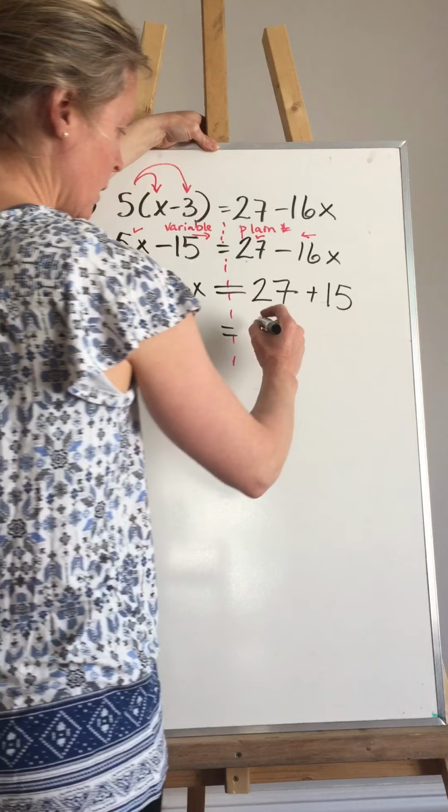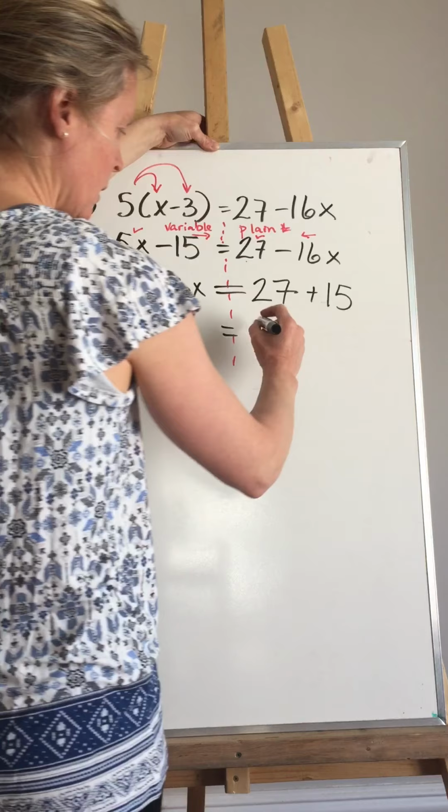So my next line is going to be moving things around. The 5x is staying, so I'm going to write that down first. The -16x is coming over, and when it's coming over, we use reverse operations, so it's going to be plus 16x. That's all the variables that should be on the variable side.